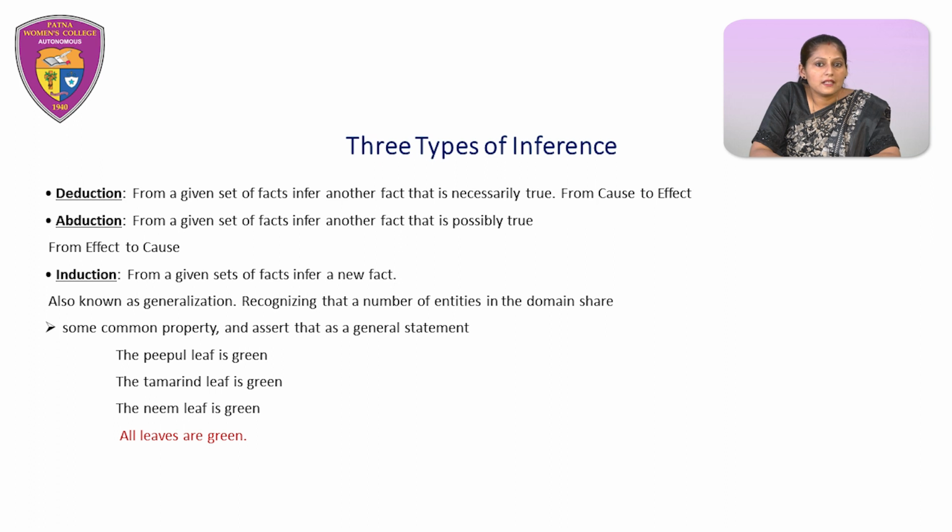Abductive inference means the inference drawn will be possibly true. For example, if a patient is having a fever and goes to the doctor for further diagnosis, then possible inferences might be typhoid, dengue, etc. This type of inference is called effect to cause. The last type of inference is known as inductive inference. When we generalize the fact as an inference from the given facts, then inductive inference takes place. For example, peepal leaf is green, tamarind leaf is green, neem leaf is green. Inductive inference will be all leaves are green.